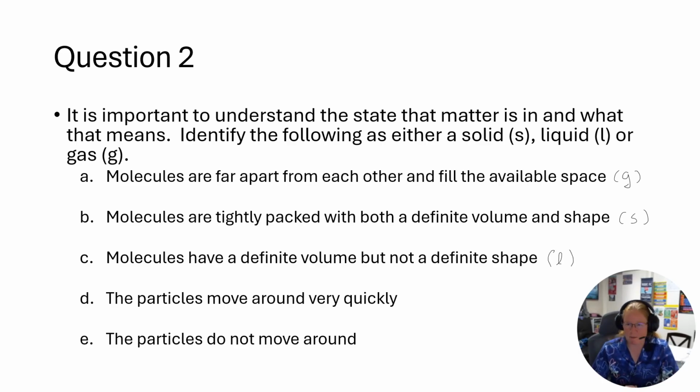All right, now what about particles moving around very quickly? So they're all bouncing around, moving everywhere. What is that? That is a gas. And particles aren't moving. They're just all stuck together. That's going to be a solid. And then if particles were moving slowly relative to each other, that would be a liquid. Okay.